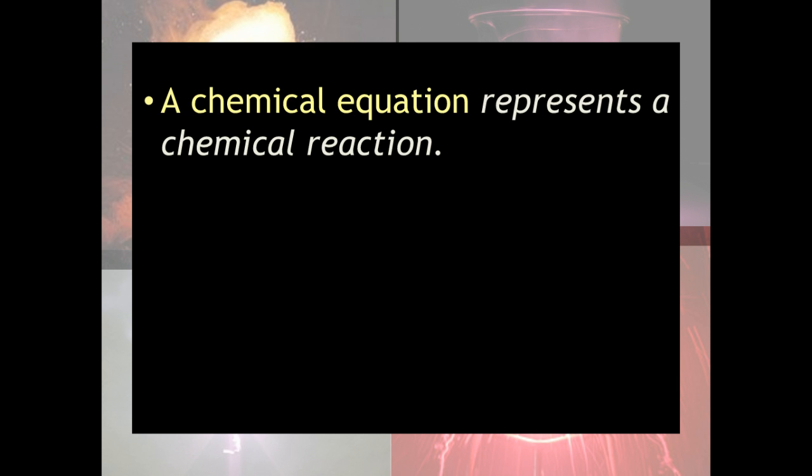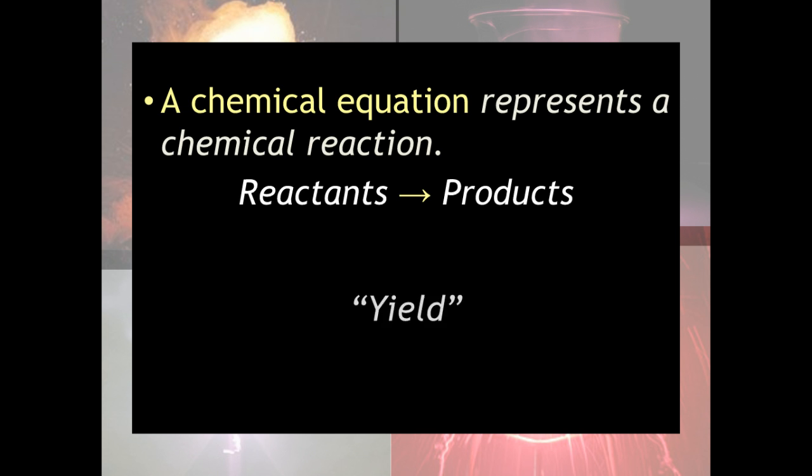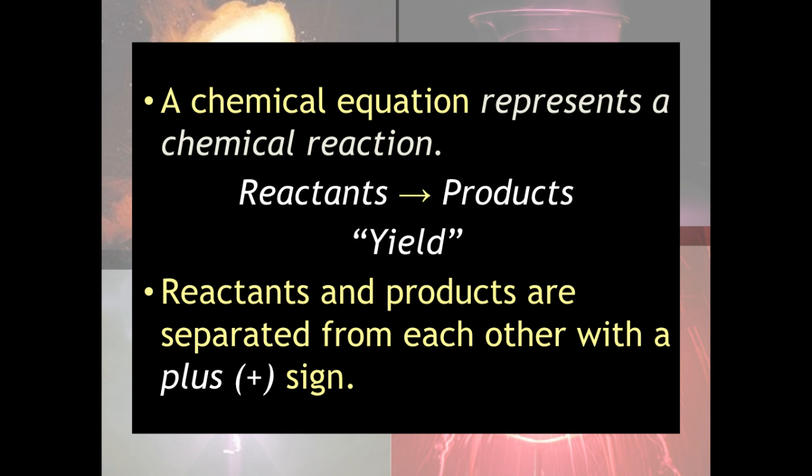What is a chemical equation? Well, that just represents a chemical reaction. We're going to go into various chemical equations. A chemical equation consists of reactants reacting together, producing products. We have reactants on the left side and products on the right side. That arrow means yields. Reactants and products are separated from each other with a plus sign.